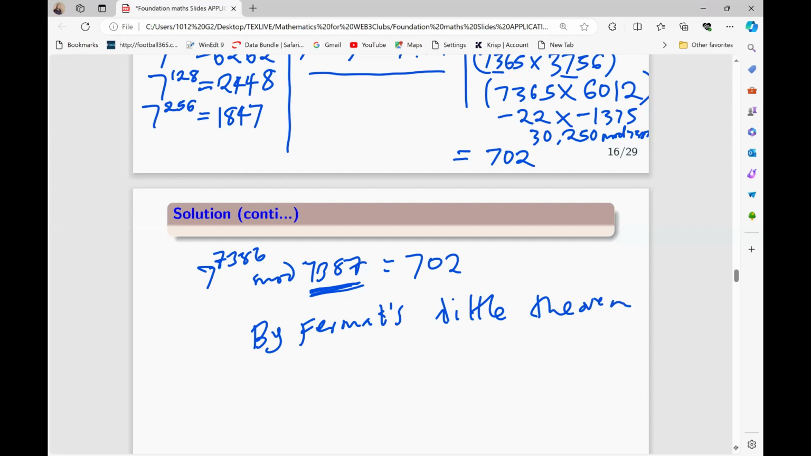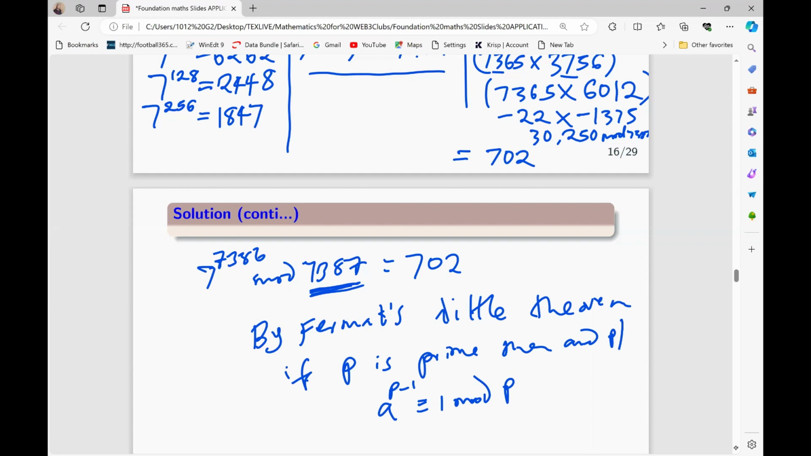We know that by Fermat's little theorem, if P is prime, then A raised to P minus 1 is congruent to 1 mod P. That is, if P is prime and if P cannot divide A, then A raised to P minus 1 should be congruent to 1 mod P.